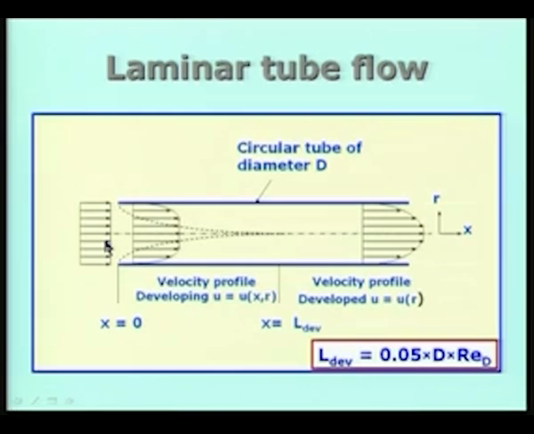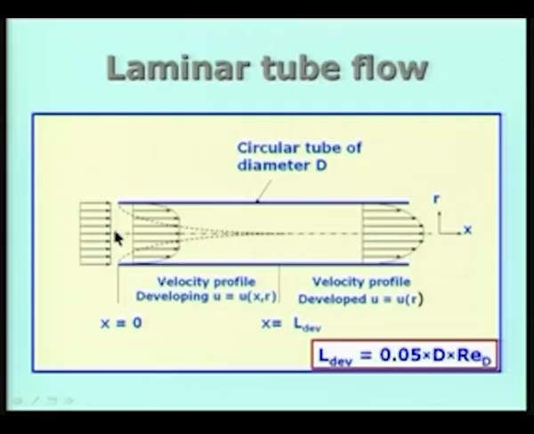The fluid is coming from some tank or some source or some reservoir, and we will assume for the present that it is entering the tube with a uniform velocity as shown here. So, the velocity is uniform as shown here.